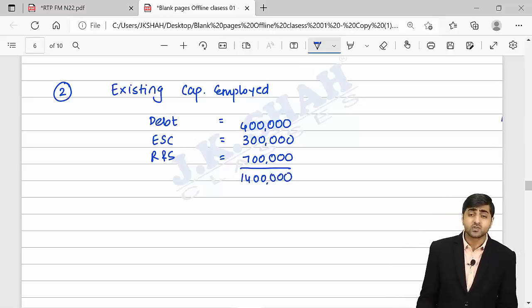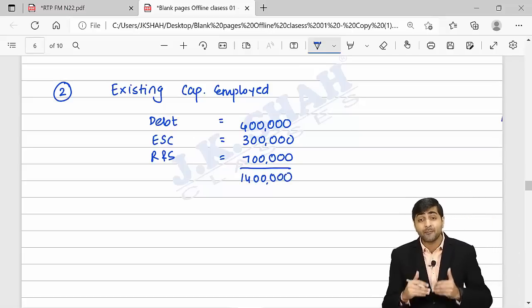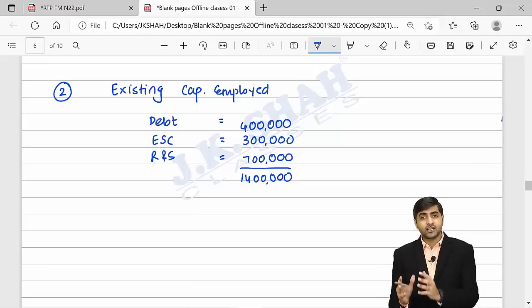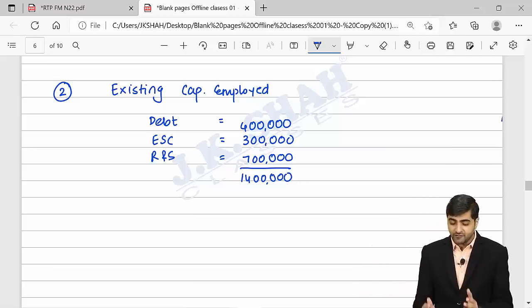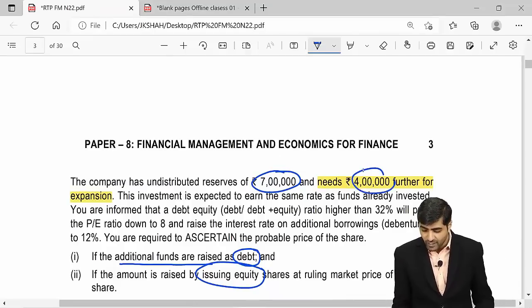Now, what is going to be my new capital employed? Can I say 14 lakh is the existing capital, and further we need 4 lakh rupees.